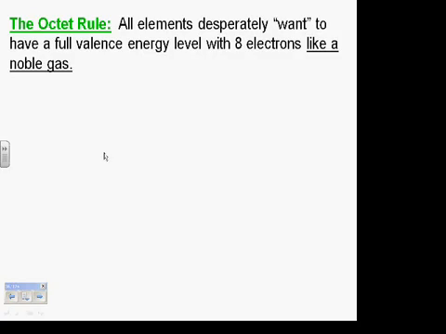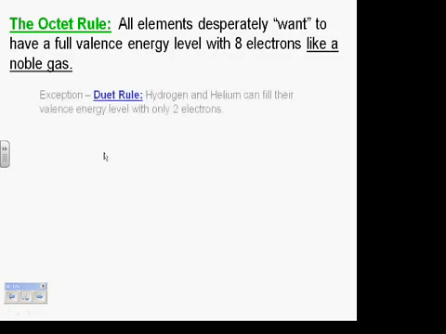And it's a tricky thing to say. Atoms don't want anything. Atoms aren't alive. When you say that something inanimate wants something, you're really making an analogy, and it's maybe not accurate. What's actually happening is that it's the most stable situation for an atom to have 8 valence electrons, like a noble gas. Now, there are 2 exceptions. Hydrogen and helium don't want to have 8. They are more stable when they fill up the 1s level. They can only get 2 in there, and once they have those 2, they're done. So they follow the duet rule.